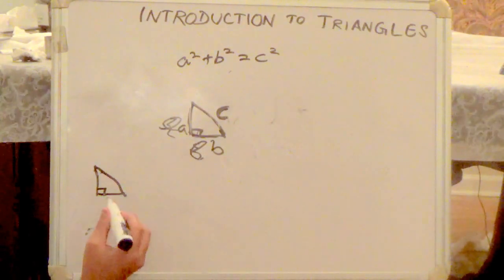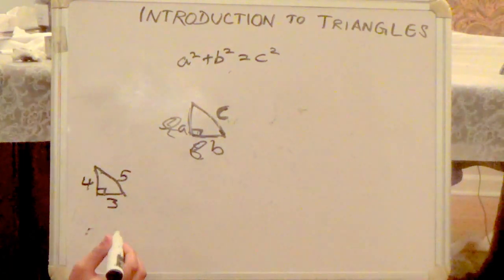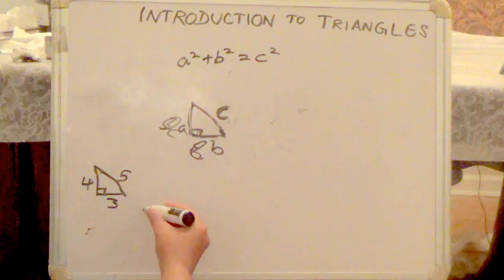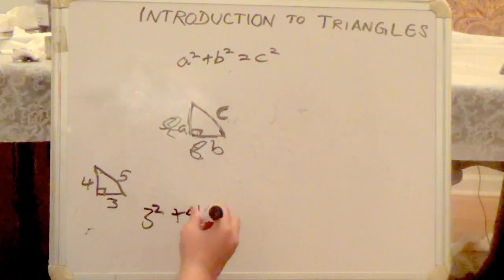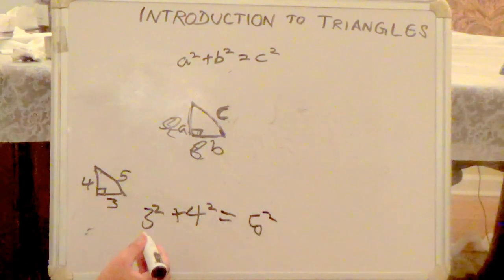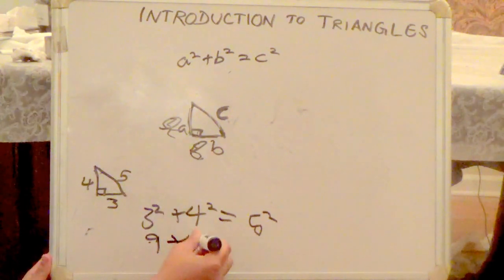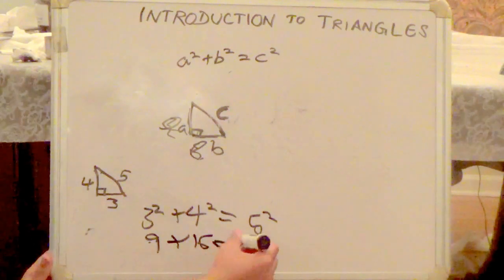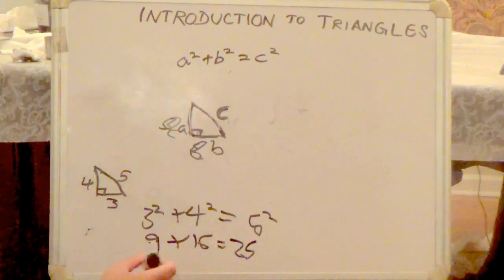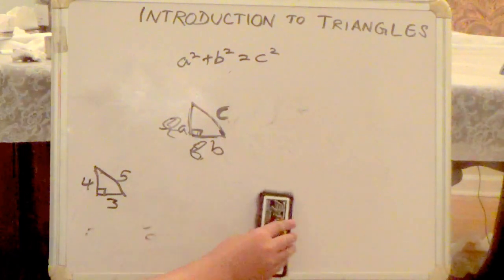with the most classic example, 3, 4, and 5. Okay, so 3 squared plus 4 squared equals 5 squared. So 3 squared is 3 times 3, which is 9. 4 squared is 4 times 4, which is 16. And 5 squared is 5 times 5, which is 25. And indeed, 9 plus 16 equals 25. So 3, 4, 5 is a right triangle.